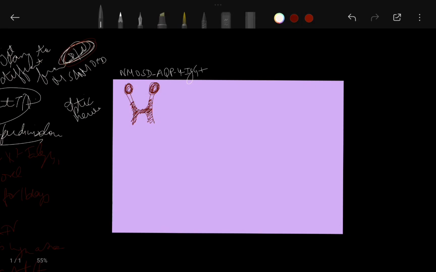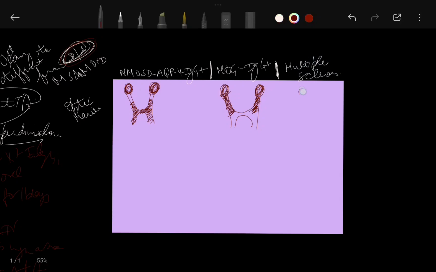Now the second part is MOG IgG positive. In this case, in MOGD, anterior bilateral involvement is there, and more than 50% of the nerve is involved. And in case of multiple sclerosis, unilateral involvement is there. For example, these are the eyeballs, with unilateral involvement of less than 50% of the optic nerve.